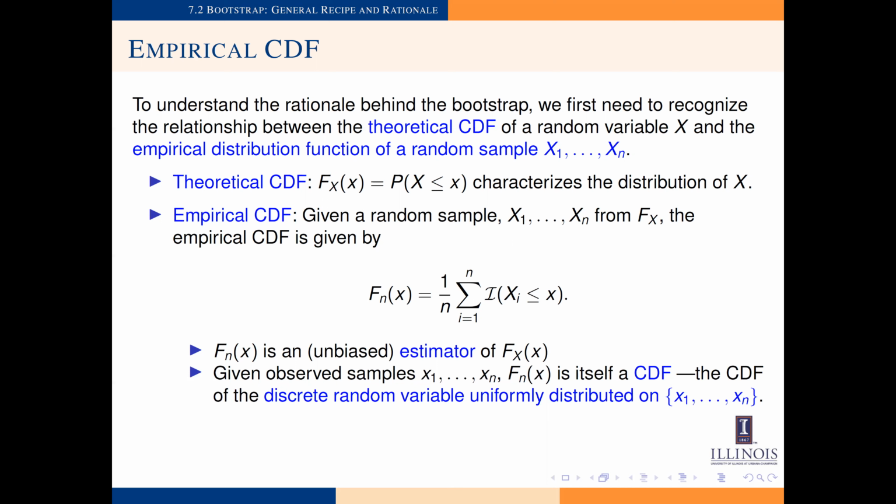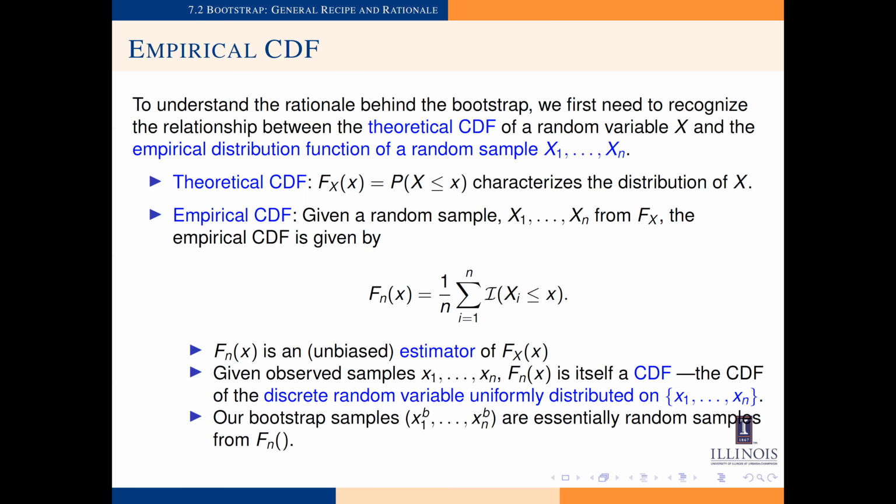And that's actually the CDF of the discrete random variable that's uniformly distributed on the set X1 all the way up to Xn. So you can see that when we draw our bootstrap samples, X1 of b, X2 of b, all the way up to Xn of b, independently with replacement from this set, what essentially we are doing is drawing random samples from Fn, the empirical CDF. In other words, our bootstrap samples are essentially random samples from Fn.